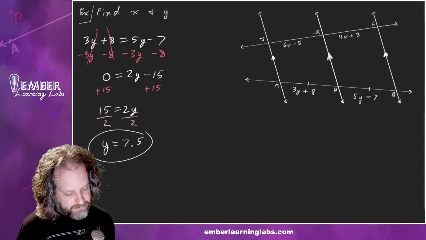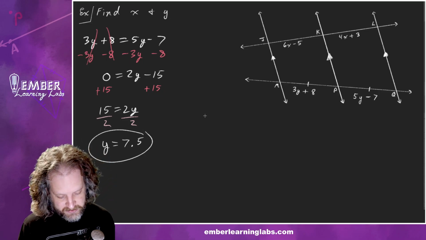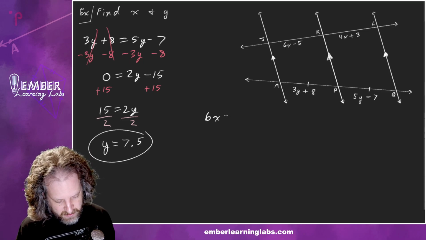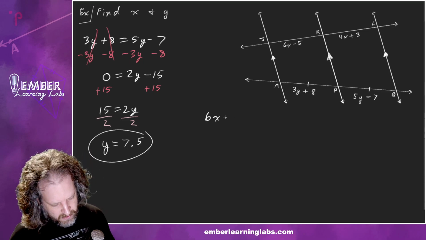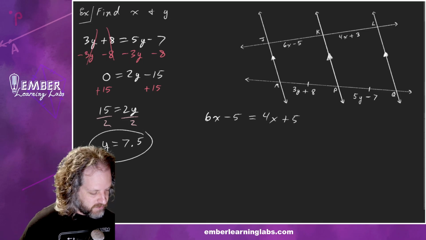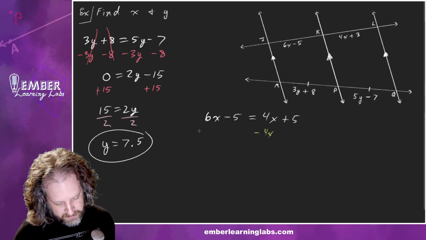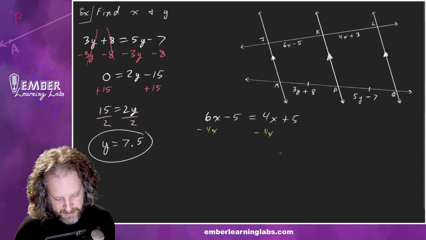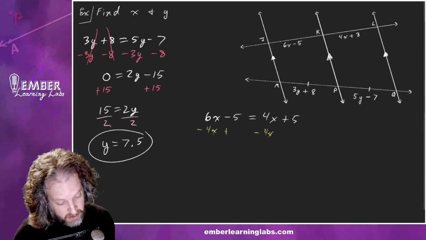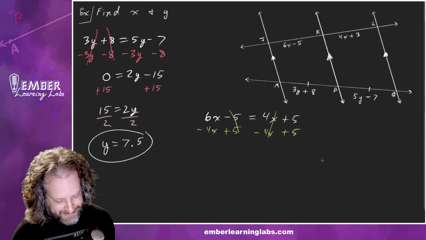Pretty much the same thing, because we know that this is congruent to that, so we can set up the exact same kind of equation. So 6x minus 5 equals 4x plus 5. That's easy to solve. Let's see if I can do it without adding extra work. Minus 4x. And then plus 5. I think I did it. We'll see. So this cancels and that cancels.